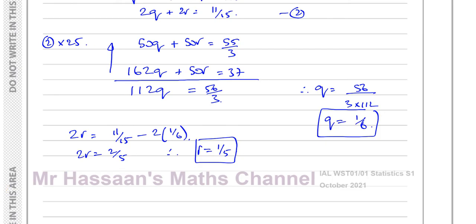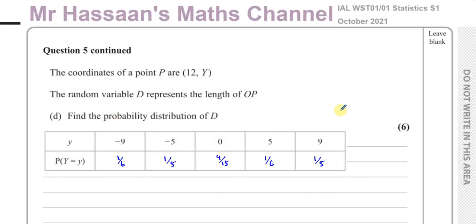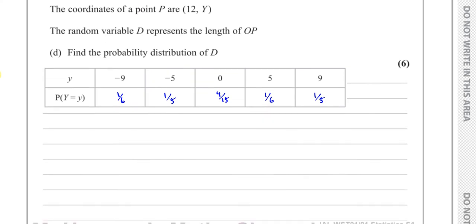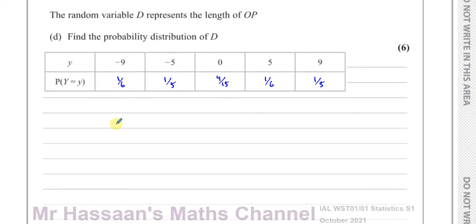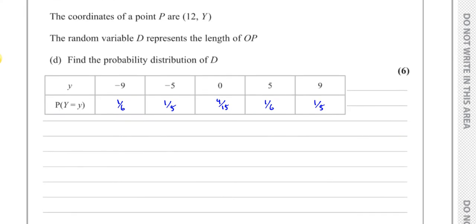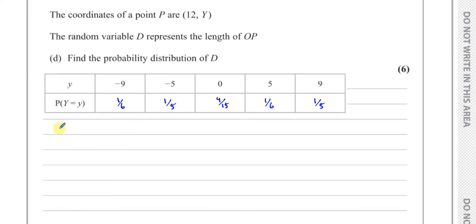Okay, now the next part of the question. Question 5, it says the coordinates of a point P are (12, y). The random variable d represents the length of OP. Find the probability distribution of d. Okay, so the length of OP is d. So we can say that d is equal to the length of OP, and the coordinates of P are (12, y).